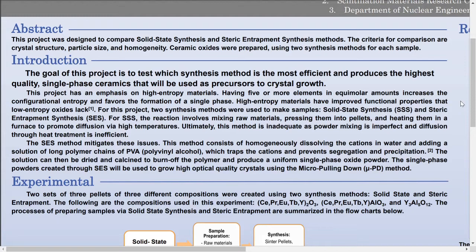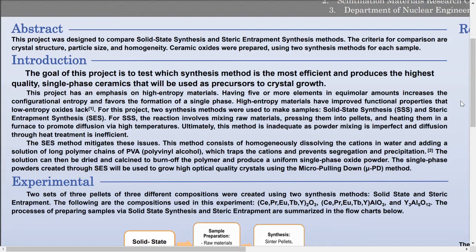The solid-state synthesis reaction involves mixing raw materials and heating them in a furnace to promote diffusion via high temperatures. Ultimately, this method is inadequate as powder mixing is imperfect and diffusion through heat treatment is inefficient. The steric entrapment method mitigates these issues. This method consists of homogeneously dissolving the cations in water and adding a solution of long polymer chains of PVA, which traps the cations and prevents segregation and precipitation. The solution can then be dried and calcined to burn off the polymer and produce a uniform single-phase oxide powder.